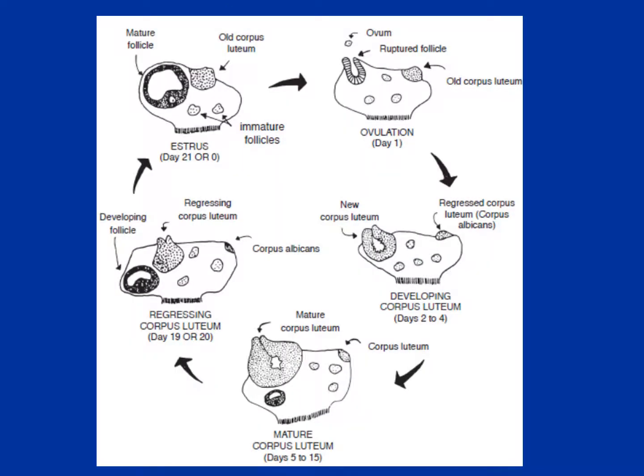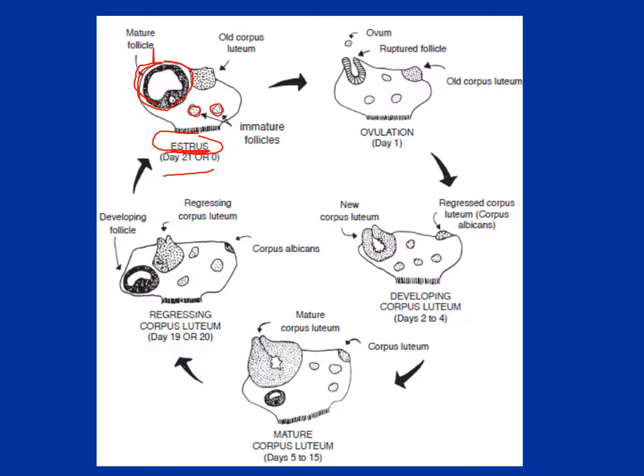Just for review, we have structures on the ovary during the 21-day estrus cycle. So we're starting off here at day 0. The animal is exhibiting estrus because we have a mature follicle here that is producing a lot of estrogen. And the high estrogen level causes the estrus behavior. So this is the primary structure on the ovary at this time. We do have some immature follicles that will probably regress.